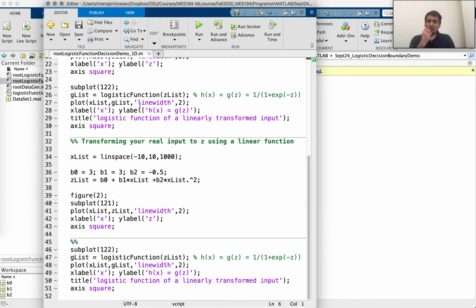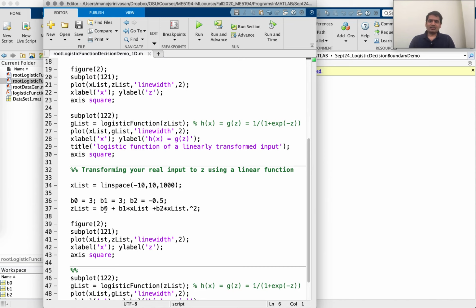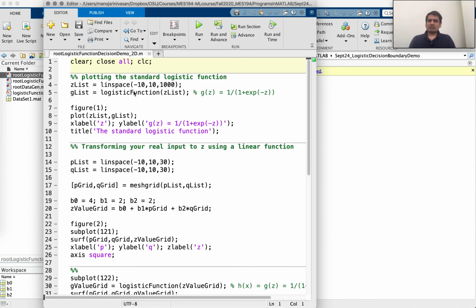Okay, so that's in one dimension. And of course, by making this expression more complicated, maybe a higher-degree polynomial, you can have multiple ups and downs for the logistic function. Okay, so I guess we'll leave it at that. Let's look at some 2D data.